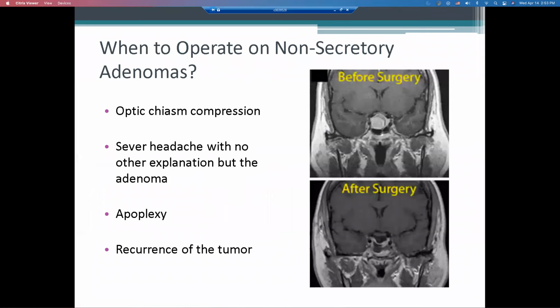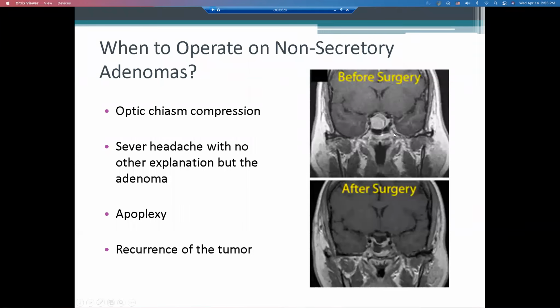Of course, we have just a couple of minutes to finish. When to operate on secretory tumors. When we talk about non-secretory tumors, surgery is indicated because of mass effect. So if there is optic chiasm compression, we operate to save the vision. Sometimes we operate because of severe headache, although it's a flip of a coin in many patients. If you have apoplexy, meaning the tumor bled into itself, we treat them surgically. Or if you have recurrence of the tumor, so you resected the tumor and then it grew in 3-4 years and you resect it again. So sometimes you do that.